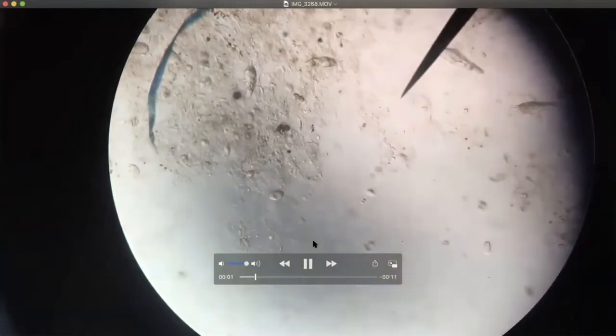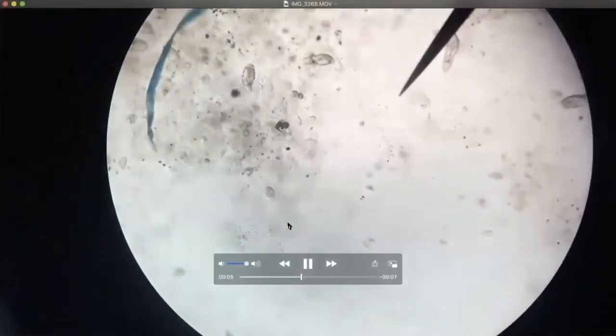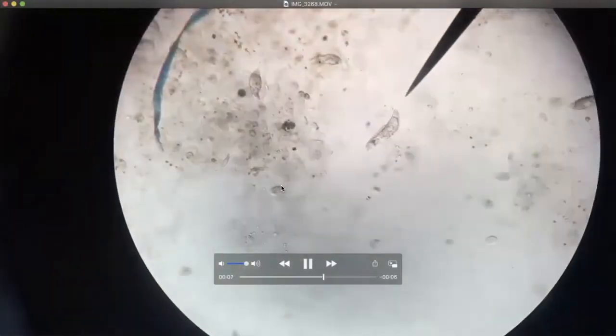Here you're able to see some of the protists that we found in the aquarium under medium power. I don't know what all of these are, but we have here an example of a Paramecium. Looks like we have another example of a Euglena here. So we'll look at these on higher powers as well.